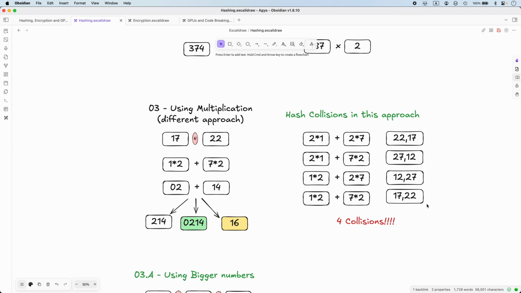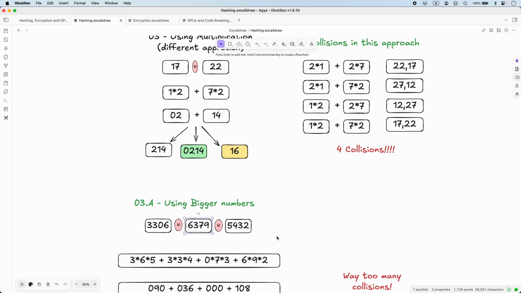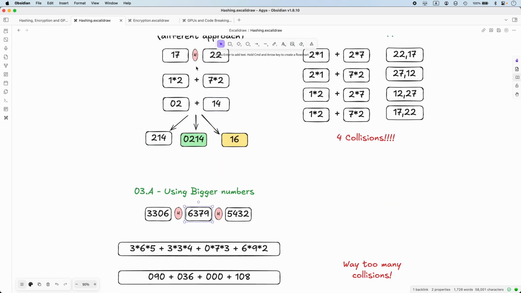And here I've got now 4. This has become worse. What if I continue this same approach for bigger numbers? Will it be any better? Let's discover that.